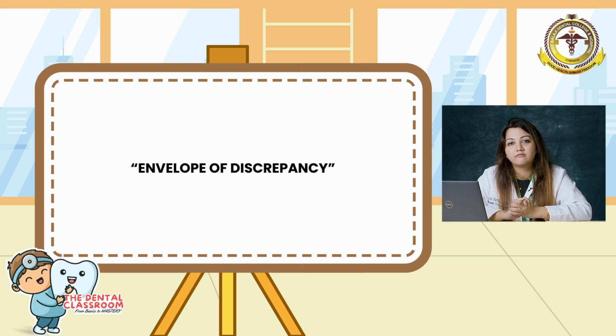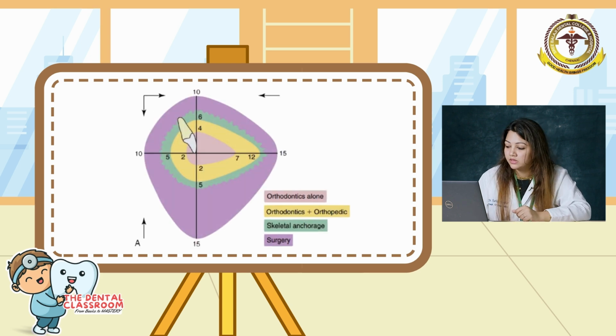So now that we have diagnosed the patient for class 2 malocclusion, before we jump into the treatment modality, there is something called as an envelope of discrepancy. So envelope of discrepancy is the range of tooth movement that can be accomplished within the biological limits of the system. So this is an essential component of treatment planning, not only for appropriate position of the teeth, but also for restoring a stable occlusion.